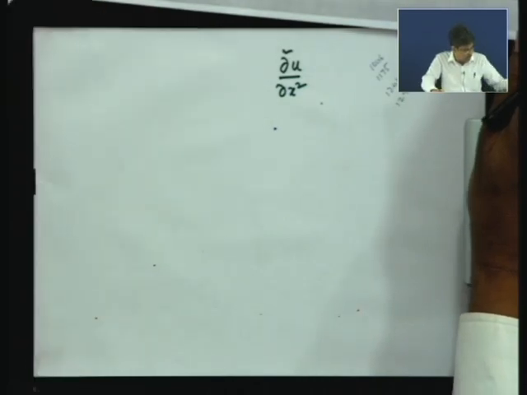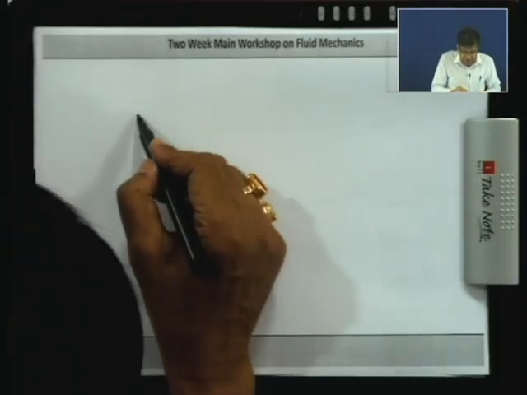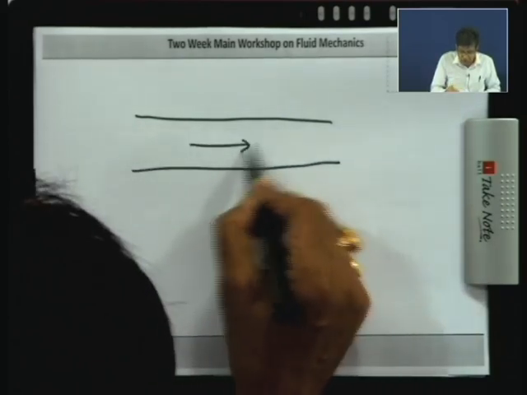Now, I come to some practical concept. See that if there is a pipeline, now there is a flow.